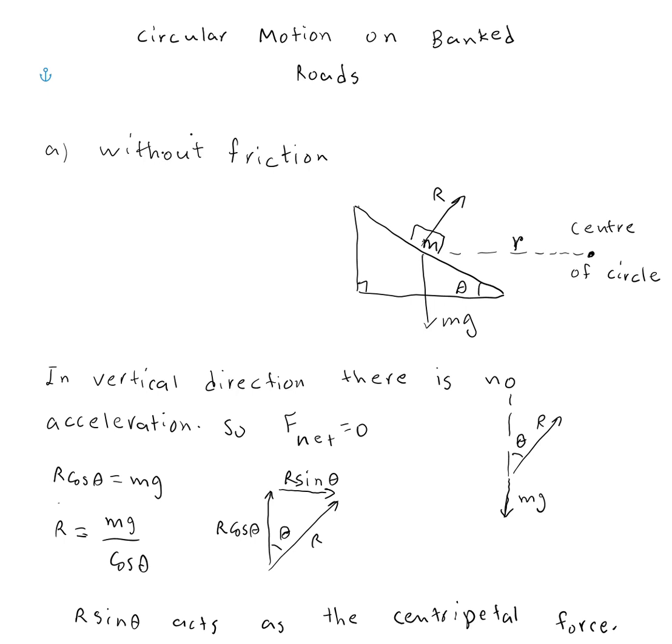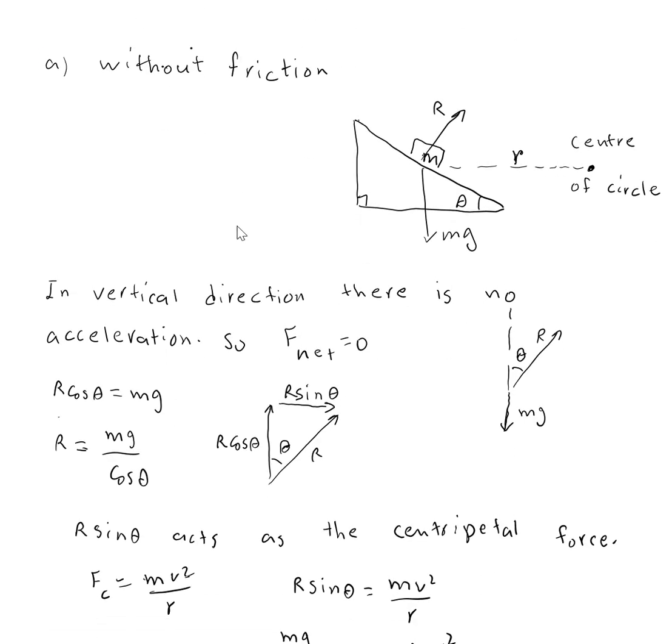Hello, in this lesson we are looking at circular motion on banked roads. We look at two cases, without friction and with friction. For without friction, assume that this is the banked road which is banked at an angle theta with respect to the horizontal direction.